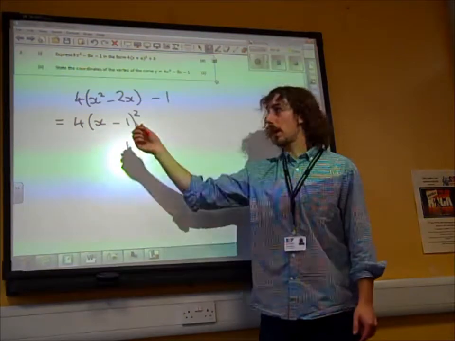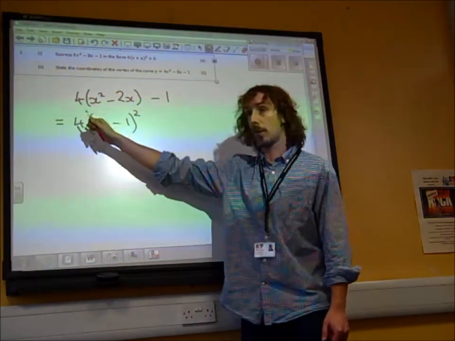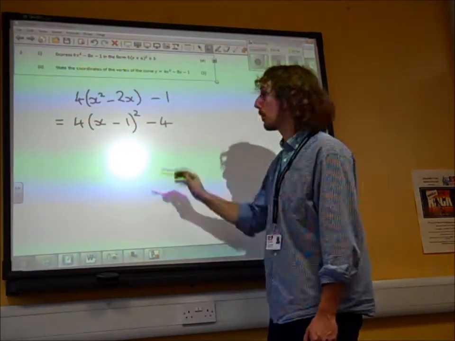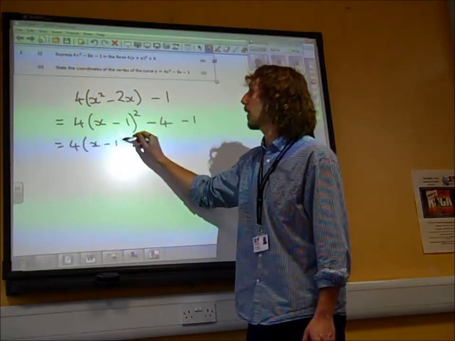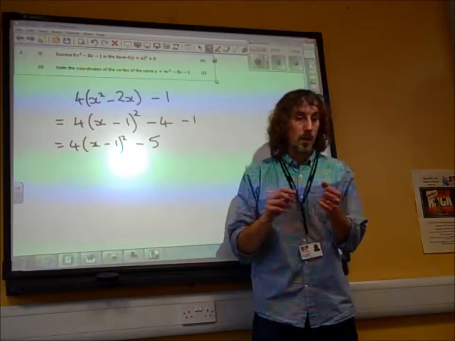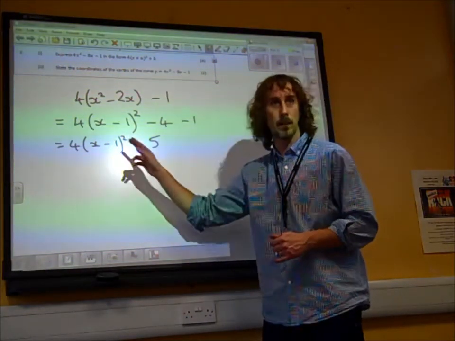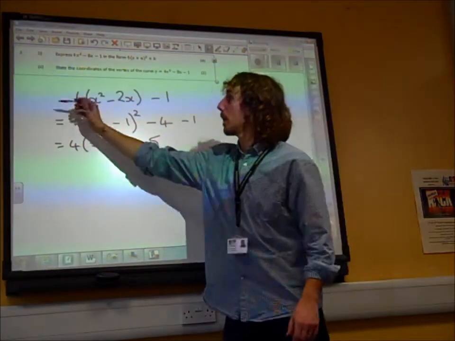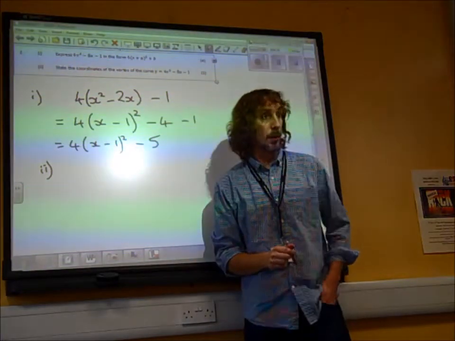Now, if I multiplied out that bracket, I would end up with a plus 1, but I would end up with it 4 times. So I need to take away that 4, and I've already got a minus 1 there. So the answer is 4 brackets x minus 1 all squared minus 5. And we notice here that even though it was plus a and plus b, it doesn't matter that we've come up with negative values there. That's quite a lot of marks for that, isn't it? 4 marks for doing that.